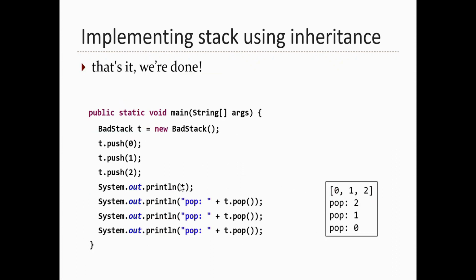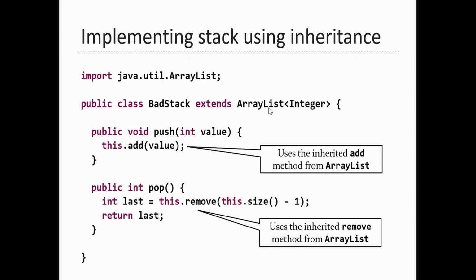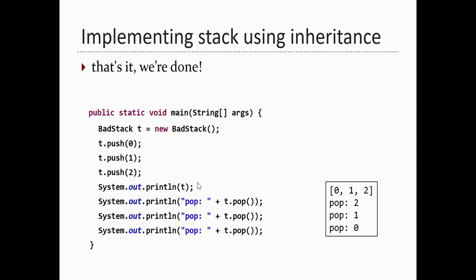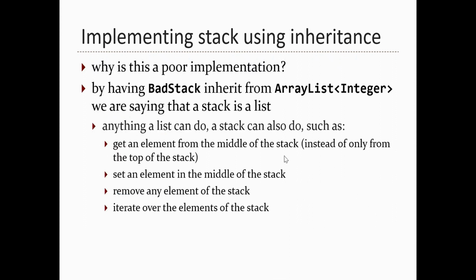Why can I print the stack? Because I inherited toString from ArrayList. So I can print the stack, and println automatically calls toString. I get the list version of toString, and I get 0, 1, 2 here. I can pop the stack. So I can pop it 3 times. Every time the last element comes out. So 2, 1, 0 comes out. And everything looks great. I've got a stack.